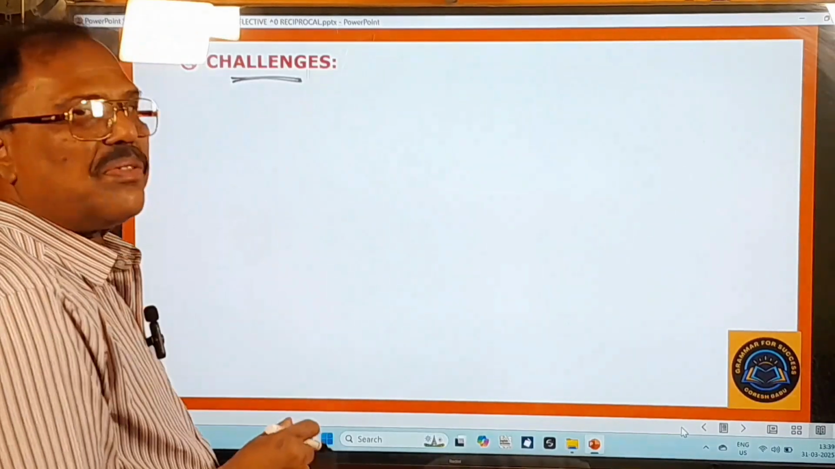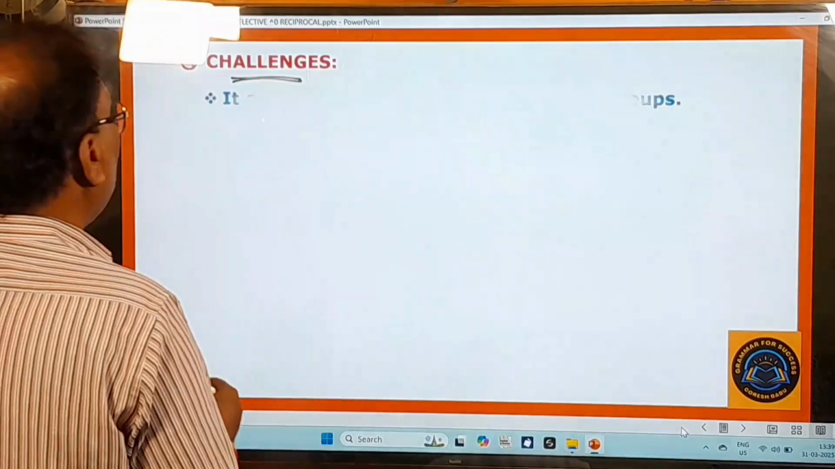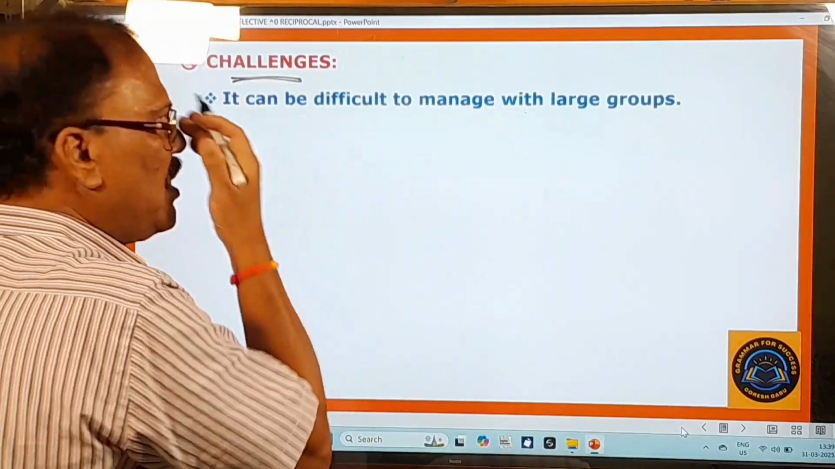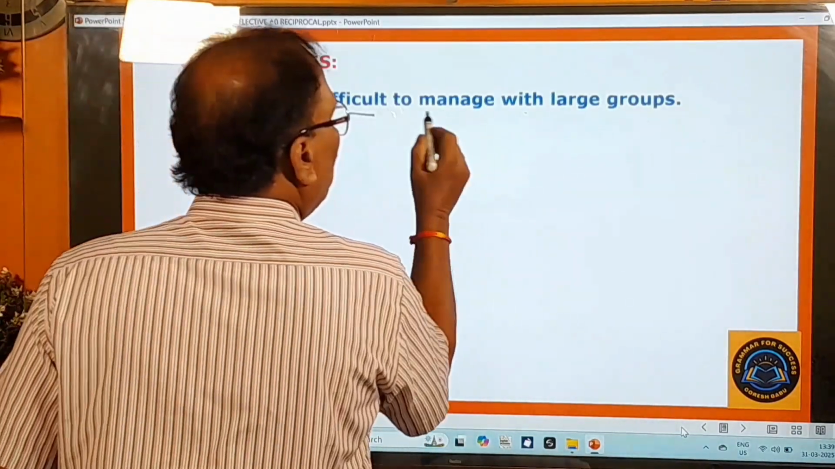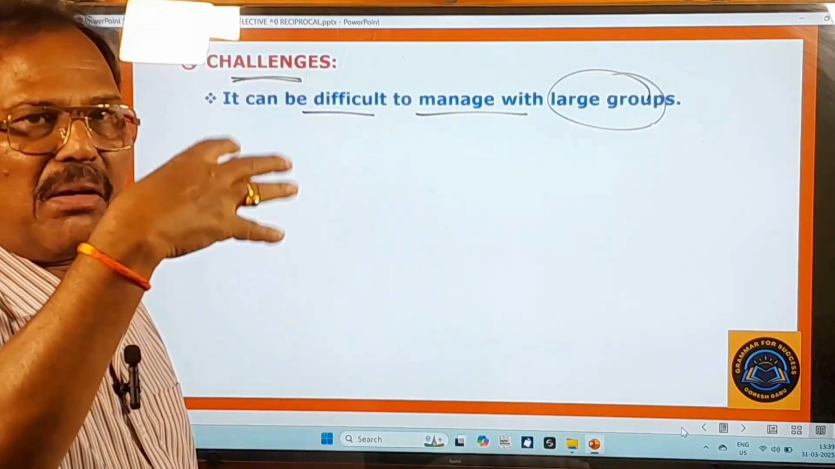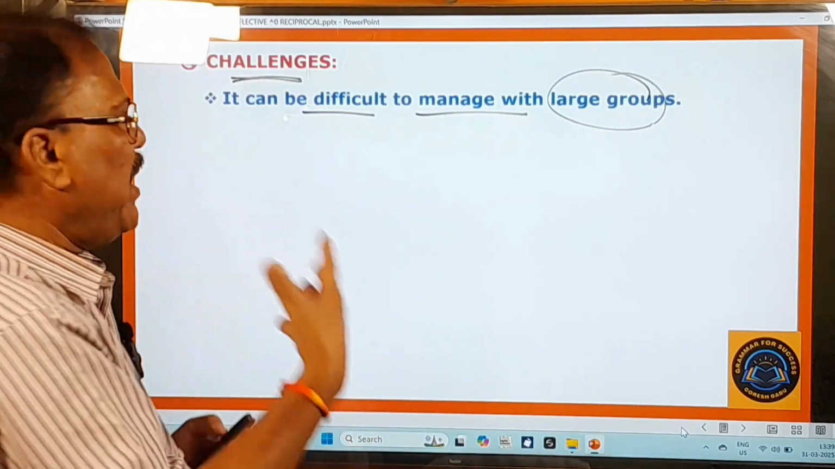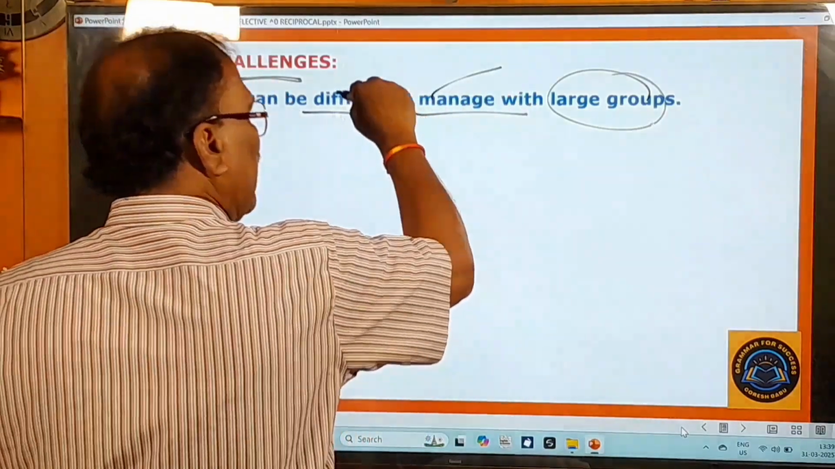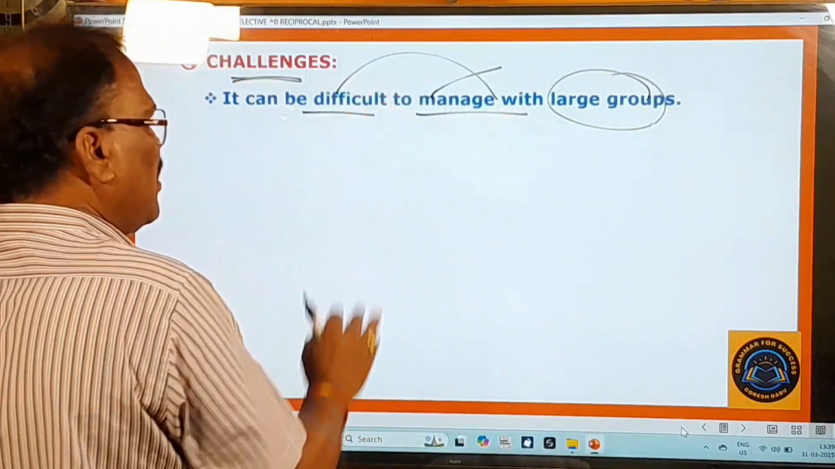There are some challenges with this reciprocal teaching. What are the challenges? The first disadvantage of reciprocal teaching is that it can be difficult to manage with large groups. So if there is a big strength in the particular class, it will be very difficult for the students to manage. So that kind of difficulty is there. This is the first disadvantage.